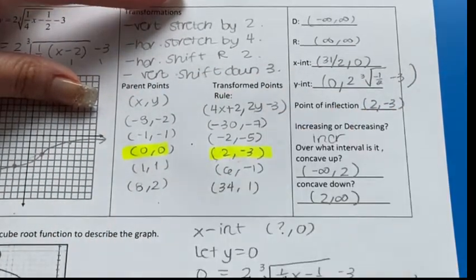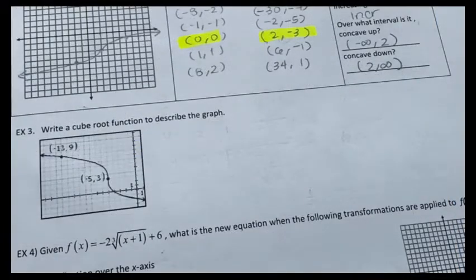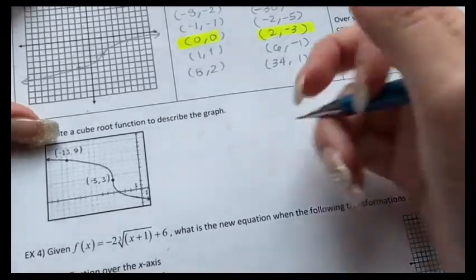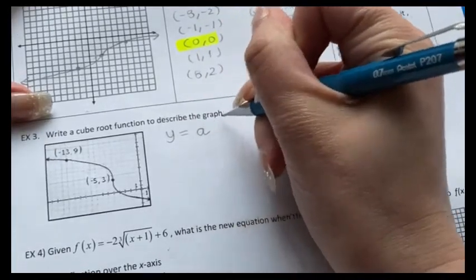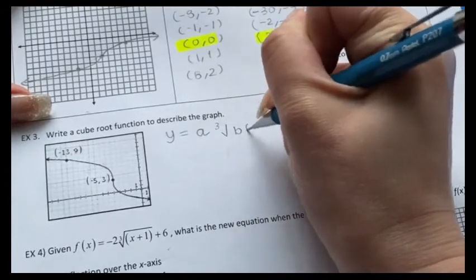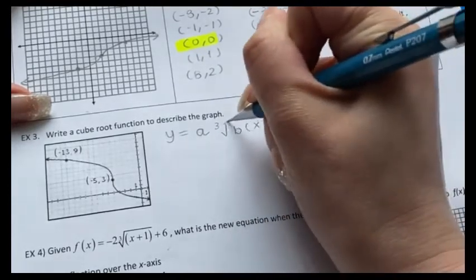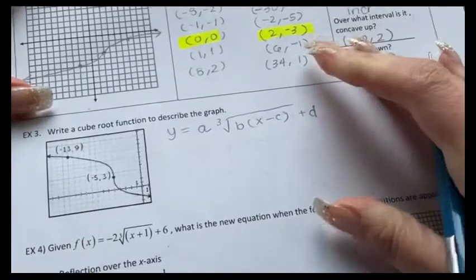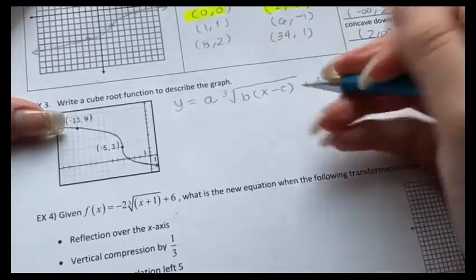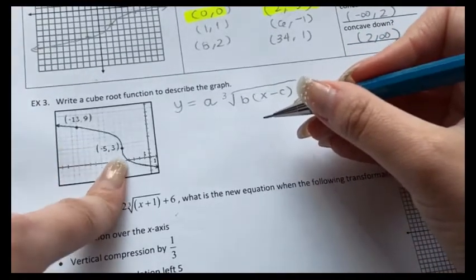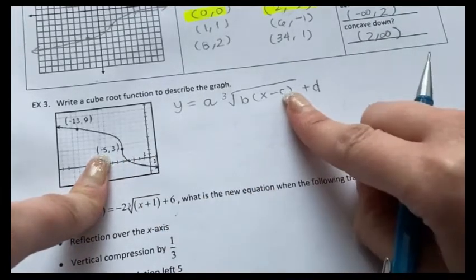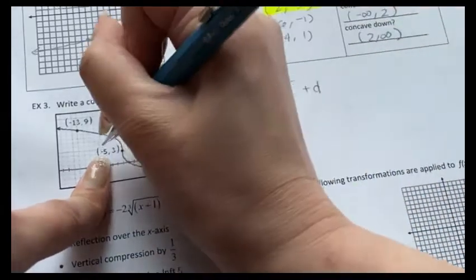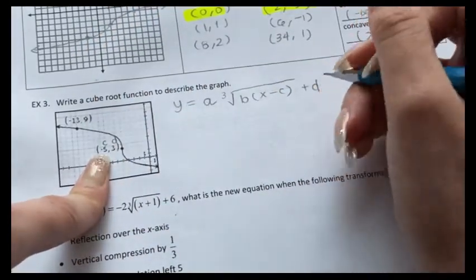And that's it. So in this problem, they want you to write a cube root function to describe the graph. What we're going to do here is recall the general cube root function. It should look something like this, right? From the graph, we are very lucky because we have the inflection point, and the inflection point is telling you the C and the D. I'm going to just write it there so you can remember.